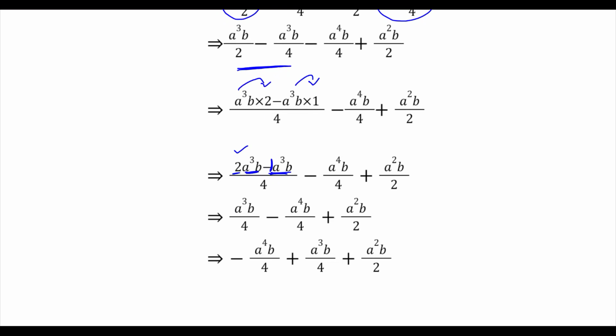And then at last, we're just arranging them according to their power. So since here a to the power 4 is here, write it down first. All right, then this will become second, and then this will be written at the end, just rearranging the terms.